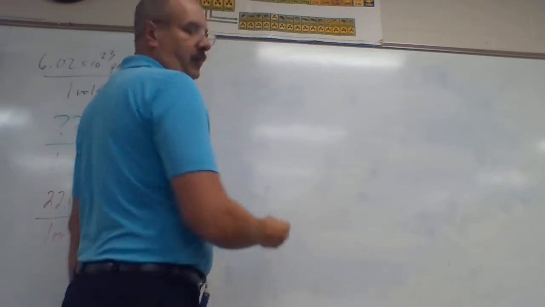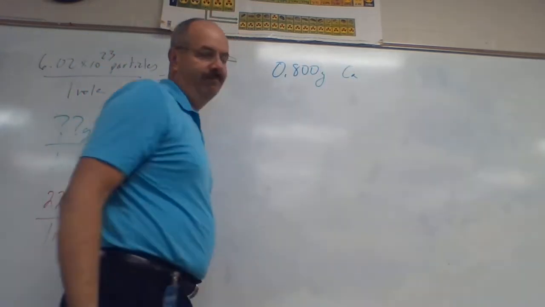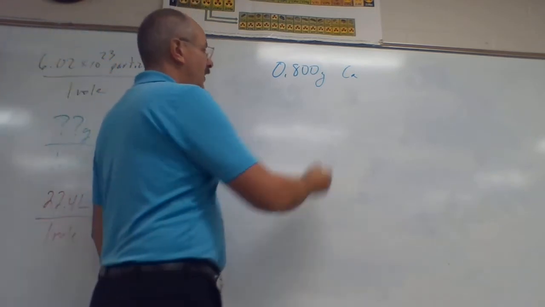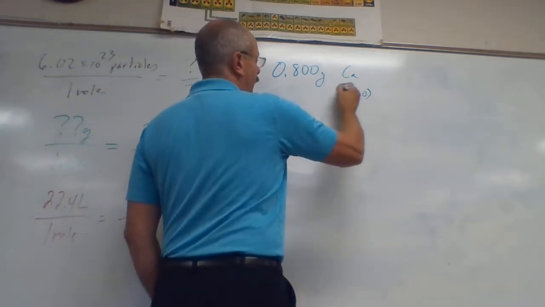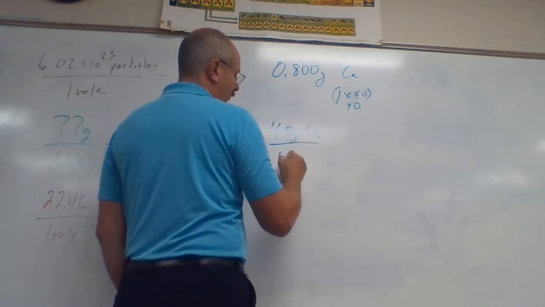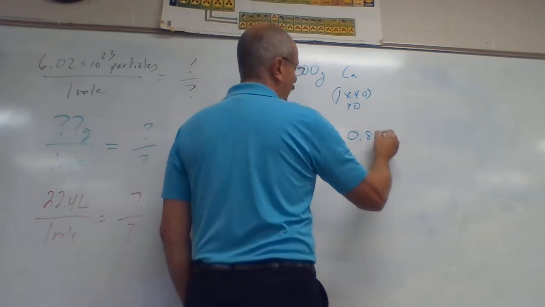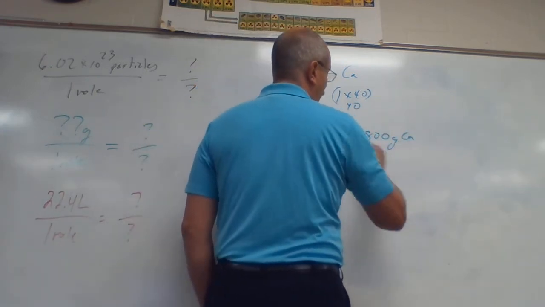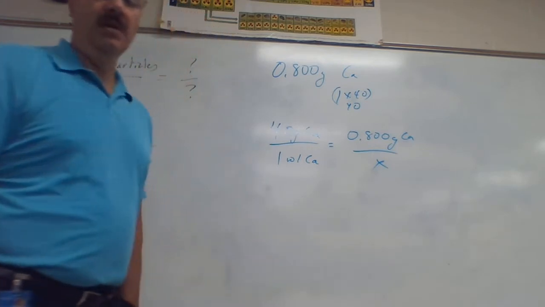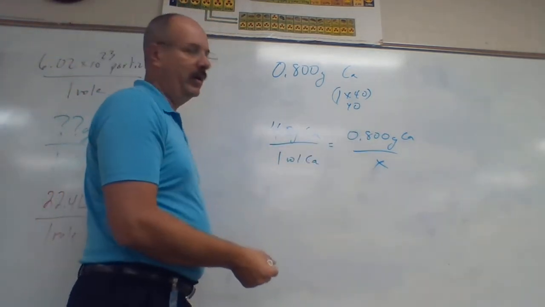Alright, next one we got 0.800 grams of calcium. So, calcium, we're talking 1 calcium times its mass is 40. So, 40 grams of calcium per 1 mole of calcium equals 0.800 grams of calcium. We want to know x moles. So this is going to be a little mole, because 1 mole is 40 grams. We only have a whole gram.